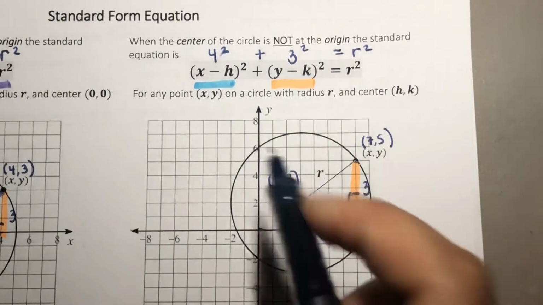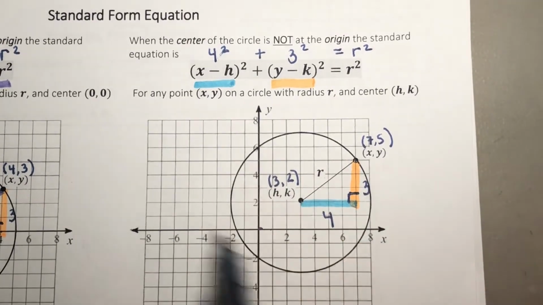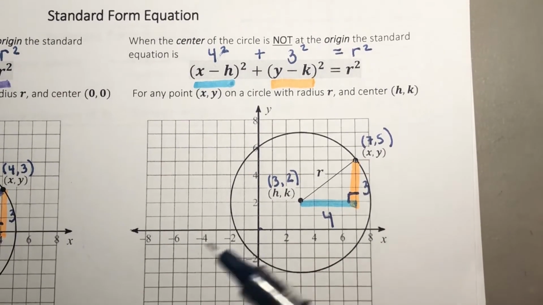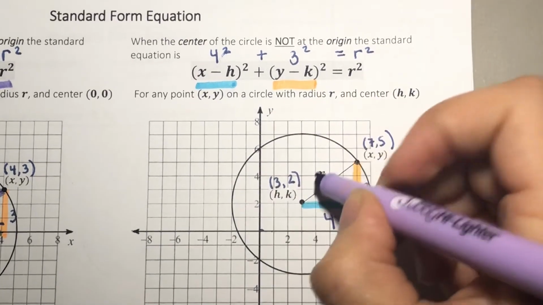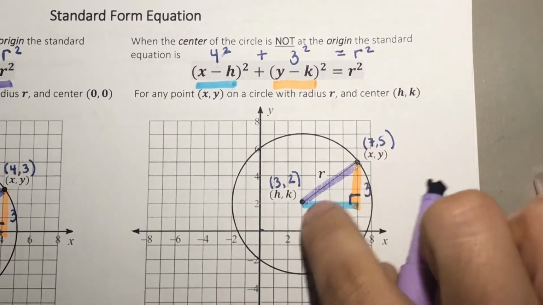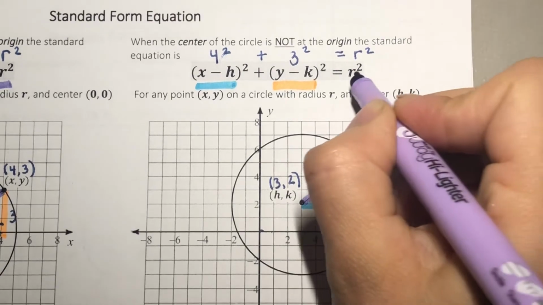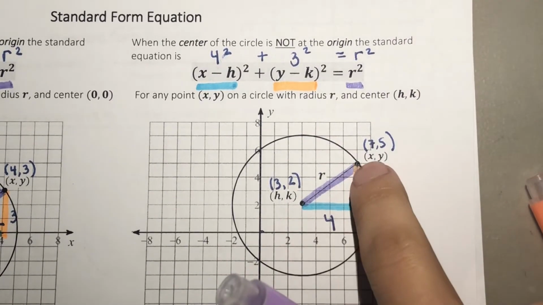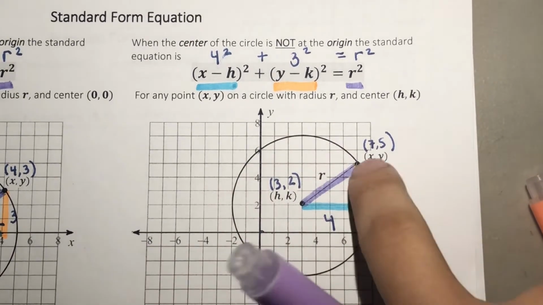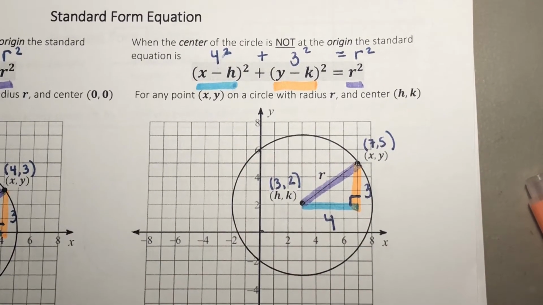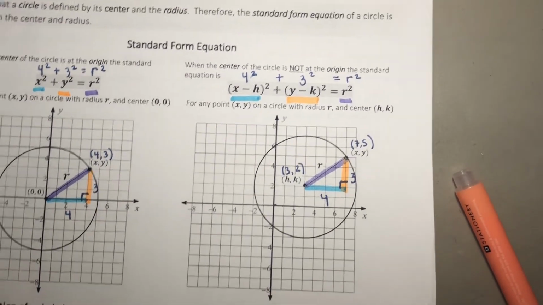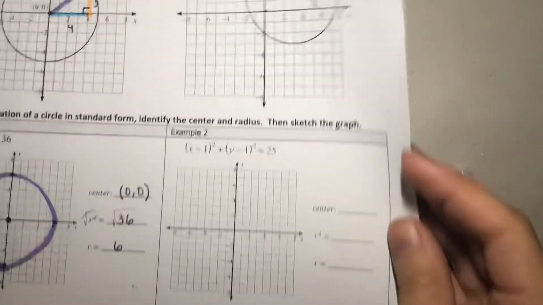And that's where this standard form equation of a circle comes from, pretty much the Pythagorean theorem, the distance formula. It helps us define this distance, this length, the radius, the distance from the center of the circle to any point on the circle. All right, so now that we understand where the equation comes from, let's look at example number 2.